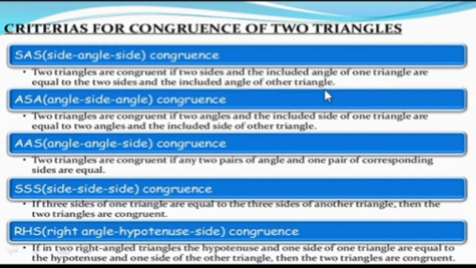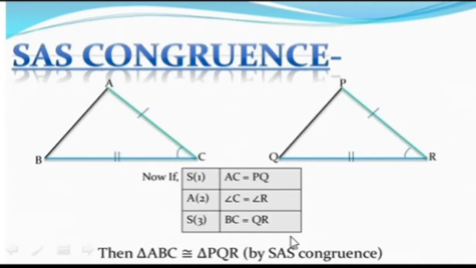I will be explaining all these criteria one by one. I am just telling you in a nutshell what the five criteria are. First is SAS, second is ASA, angle side angle, third is AAS, angle angle side, fourth is SSS, side side side, and fifth is RHS, right angle hypotenuse side congruence. Clear? Now the first criterion, a very important one, SAS congruence, side angle side congruence.